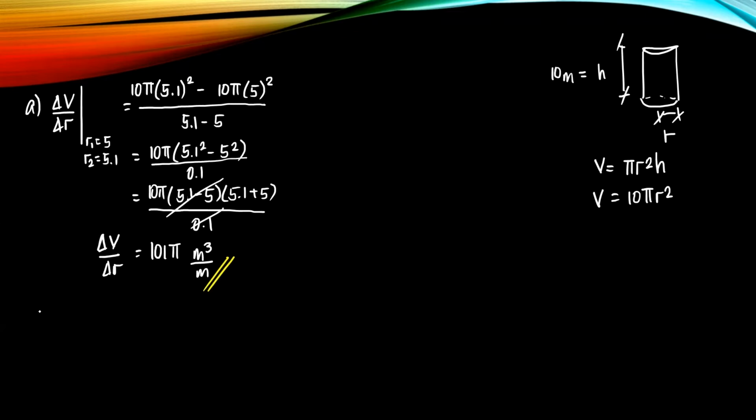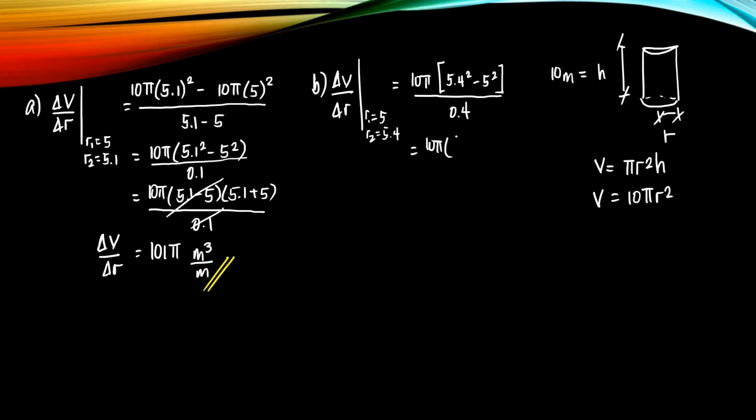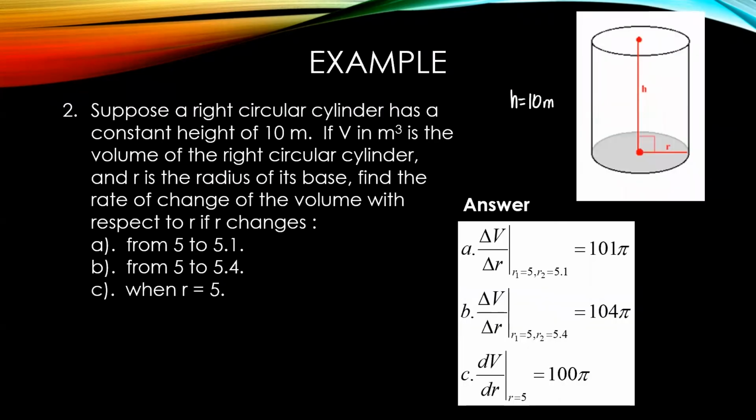Next question is letter B. 101 was the answer for A. Delta V, it's similar, over delta R. R1 is 5, R2 is 5.4. So basically, 10 pi times 5.4 squared minus 5 squared, over 0.4. So 10 pi times 10.4 and 0.4, over 0.4. That cancels out. The answer should be 104 pi cubic meters per meter. So you can see here that it's a measurable change, 0.4. The answer is 104 pi.